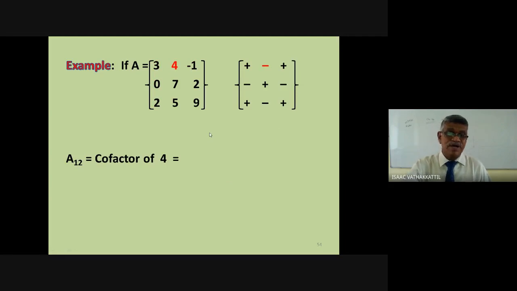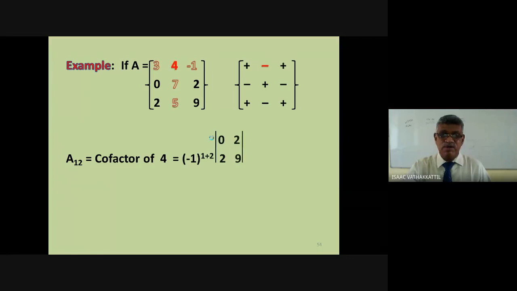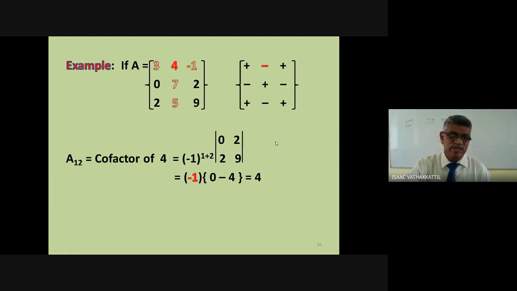We go now for the cofactor of 4, that is A12. I can't say it is a negative number, but we are going to assign a minus there. It will be the negative of the minor. So it will be minus 1 raised to 1 plus 2, which is actually minus 1, into 0 minus 4. Ultimately it is 4. Cofactor of A12 is 4.